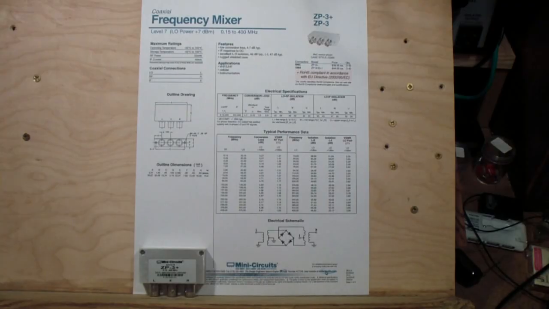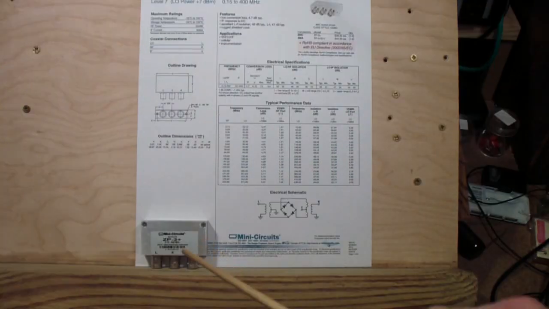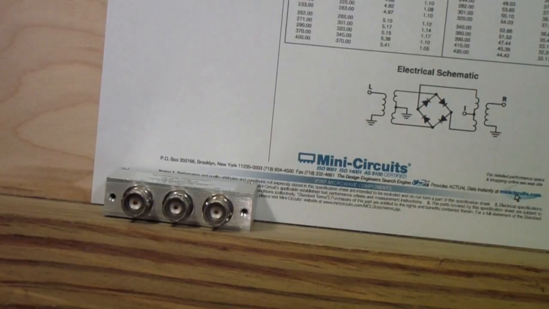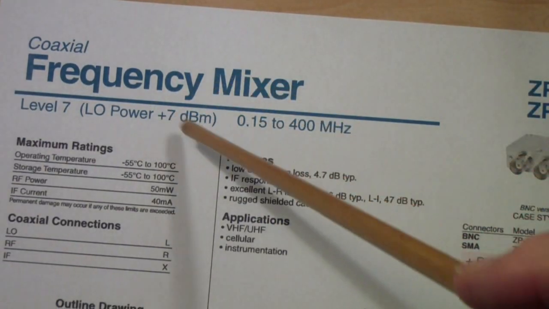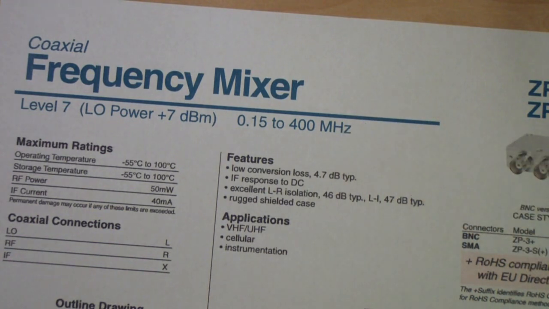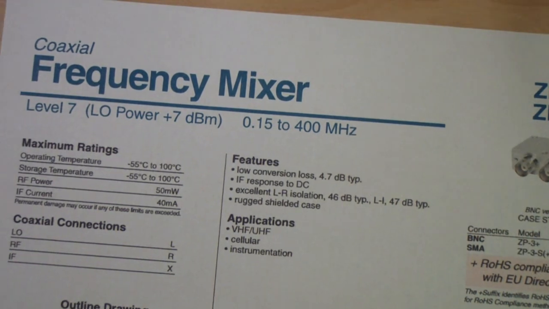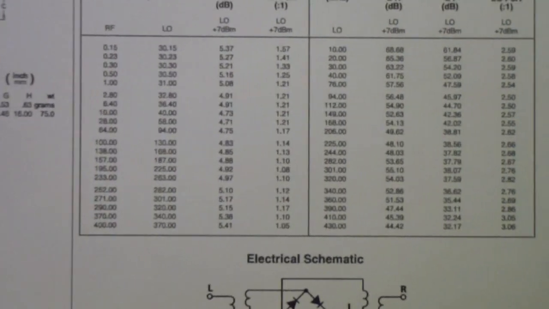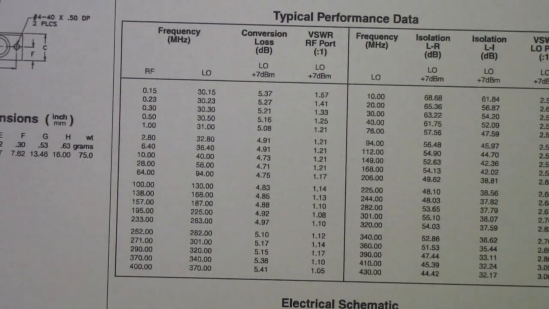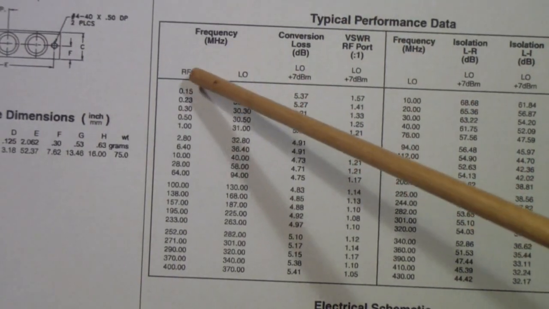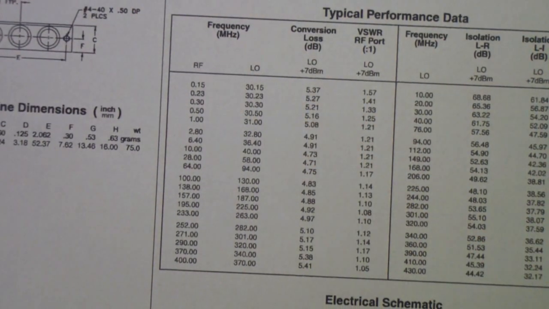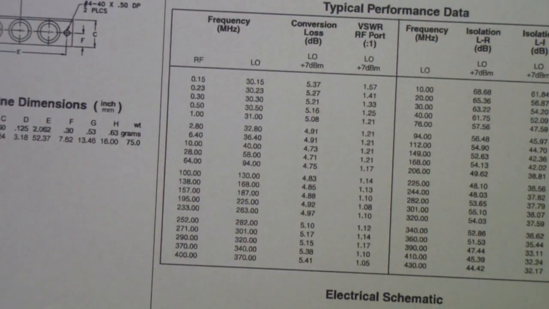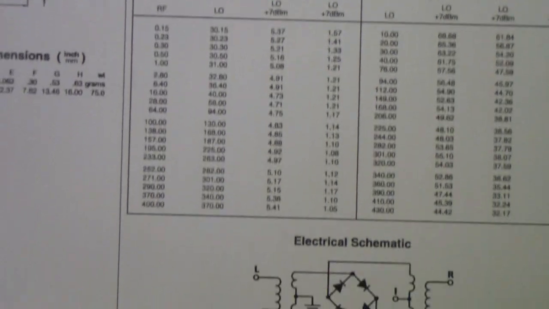This is the MiniCircuits datasheet for the ZP3. This is a packaged mixer with BNC connectors that operates from approximately 150 kilohertz to approximately 400 megahertz. Now, when I say approximately, there is a chart that shows the frequency characteristics of the particular mixer. But understand that, like any electronic circuit, you can get some useful results below 150 kilohertz and some above 400 megahertz. It's just that the manufacturer won't tell you what the characteristics are. They won't guarantee the characteristics outside that range.